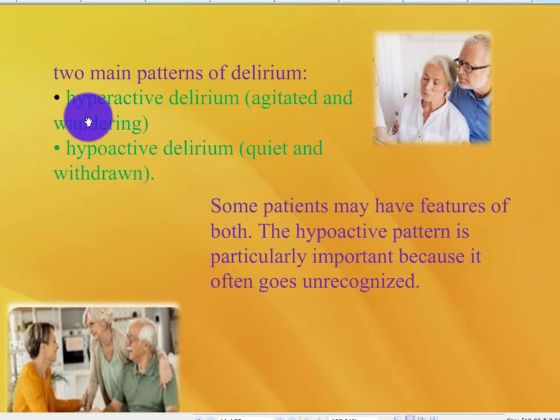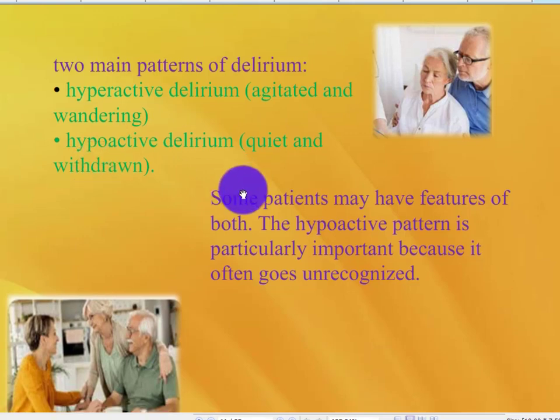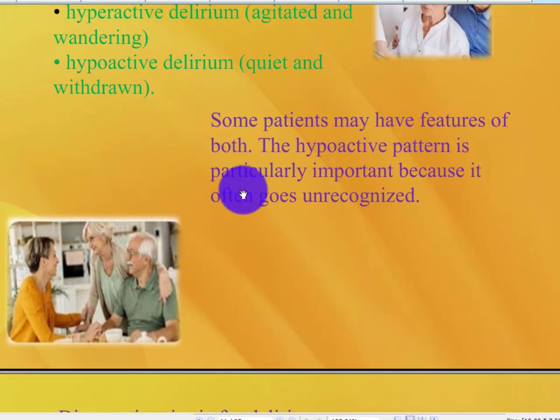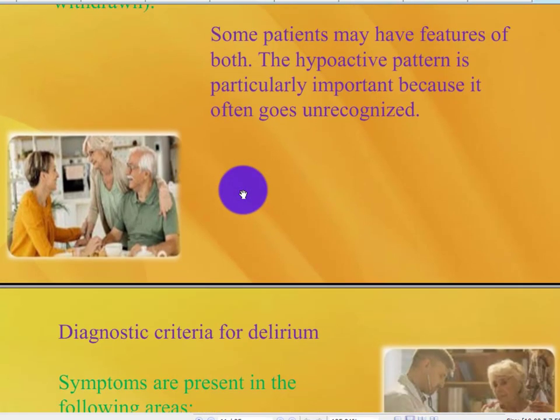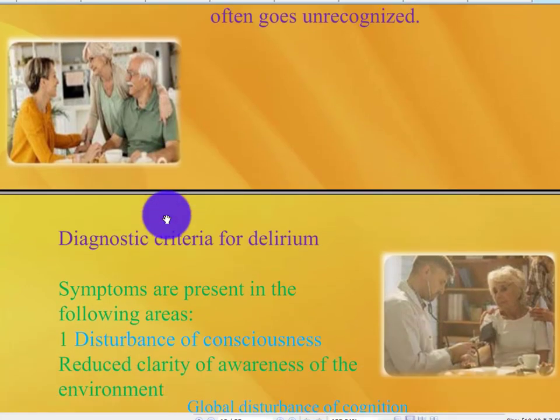Two main patterns: hyperactive delirium, agitated and wandering; hypoactive delirium, quiet and withdrawn. Some patients may have features of both. The hypoactive pattern is particularly important because it often goes unrecognized.